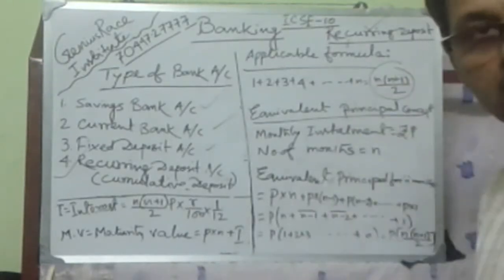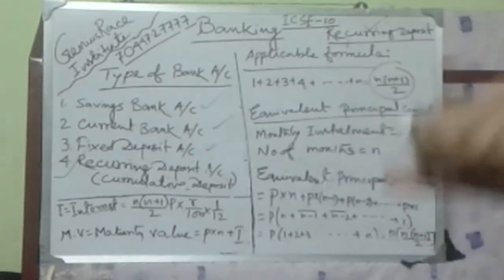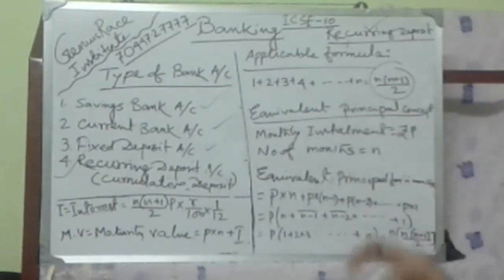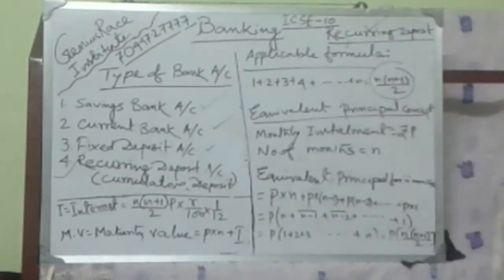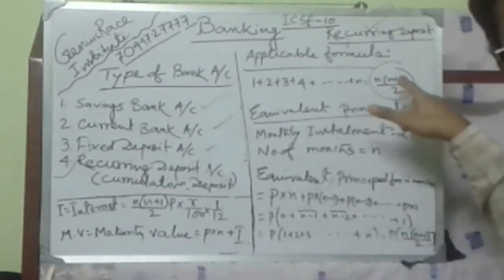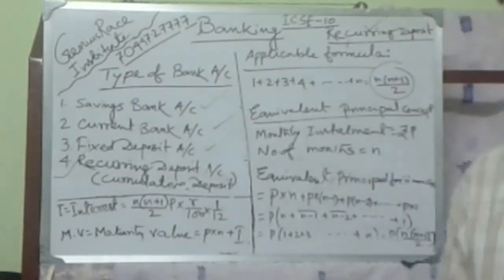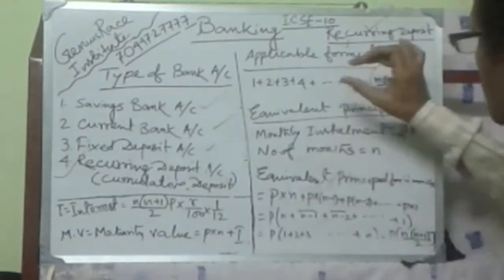Say you want to find out the sum from 1 to 100. It's natural numbers, so n will be 100. It will be 100 into 100 plus 1 by 2. That's a simple calculation. You'll get the answer. Okay. So this formula we are going to apply in this chapter.